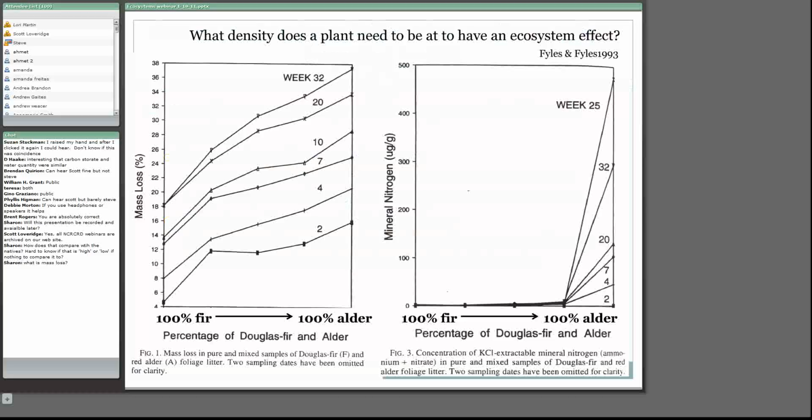Sharon wanted a definition of mass loss. I'm not totally sure what that is. I think it refers to the amount of mass that the plant loses over time based on, well, in this case, foliage litter. I don't know, to be honest, so I can't answer. Well, the legend under Figure 1 says that it is in fact stuff that drops off of the trees, basically. Yeah.